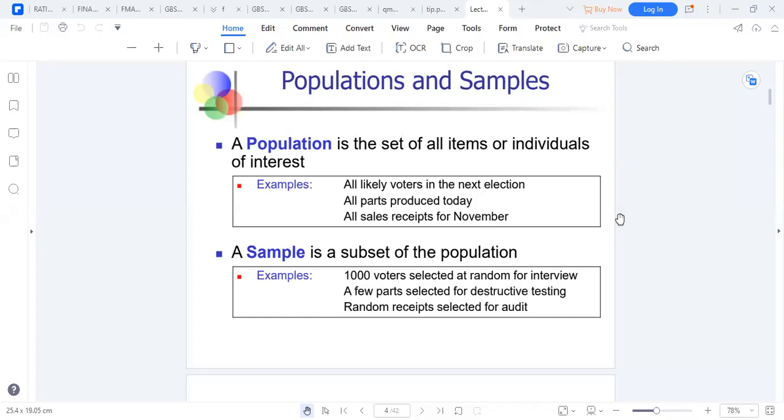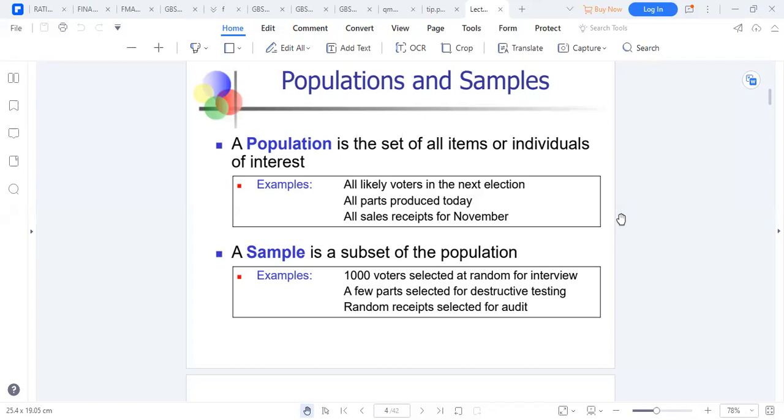Our session today will discuss sampling, estimation, and hypothesis testing. To start with, we need to understand a few terms: what a sample is, what a population is, and why we do sampling.